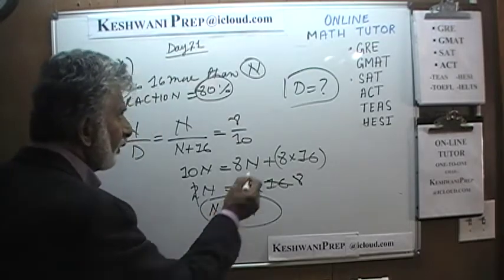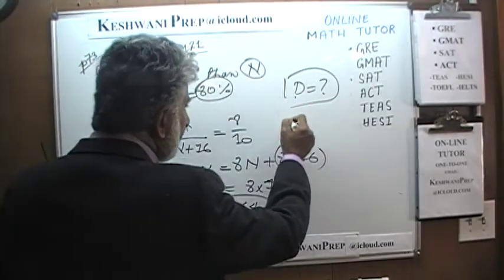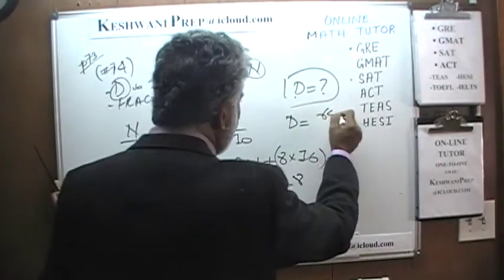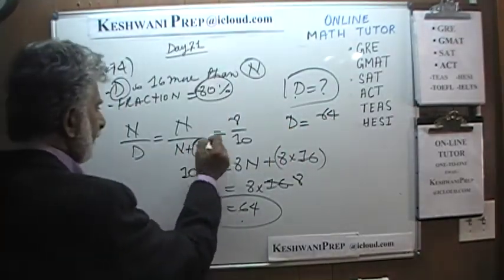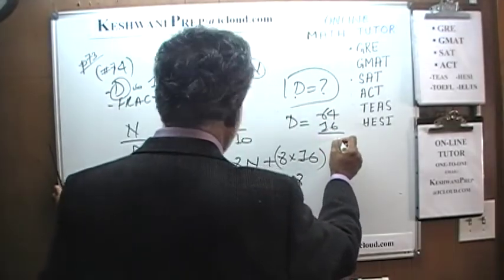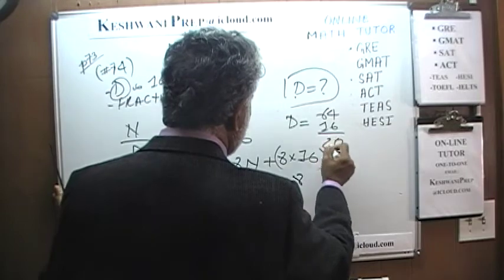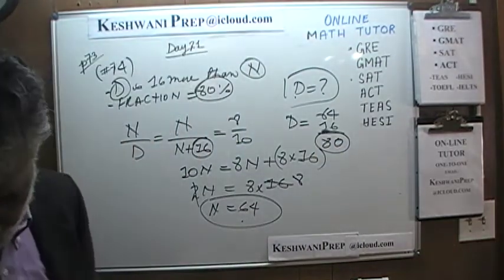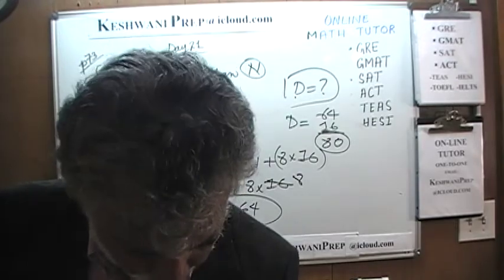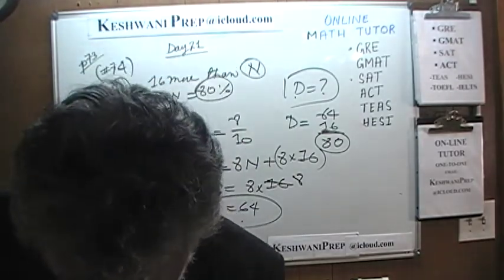This is the numerator. We're looking for the denominator. And the denominator is 16 more than that. So the denominator is going to be our numerator, 64, plus the 16. Don't forget that part. Plus the 16. And I'm getting something very weird. I'm getting 80. I hope 80 is one of the answer choices. And 80 is answer choice D. Number 74. Let's keep on moving. Number 75.